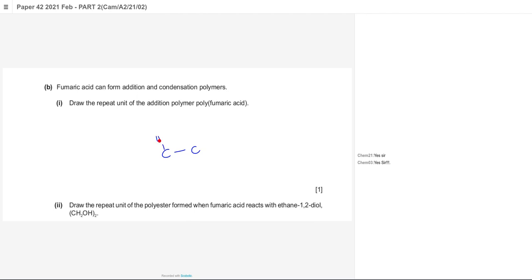You have the hydrogen, carboxylic on one end, the carboxylic on the other end. You can put the carboxylic on the same side, doesn't matter. I mean, the same direction on the same carbon, but it can be both on top, doesn't matter. But generally, because of steric hindrance, one will be on the top and one will be at the bottom. This is a repeating unit of the addition polymer polyfumaric acid.